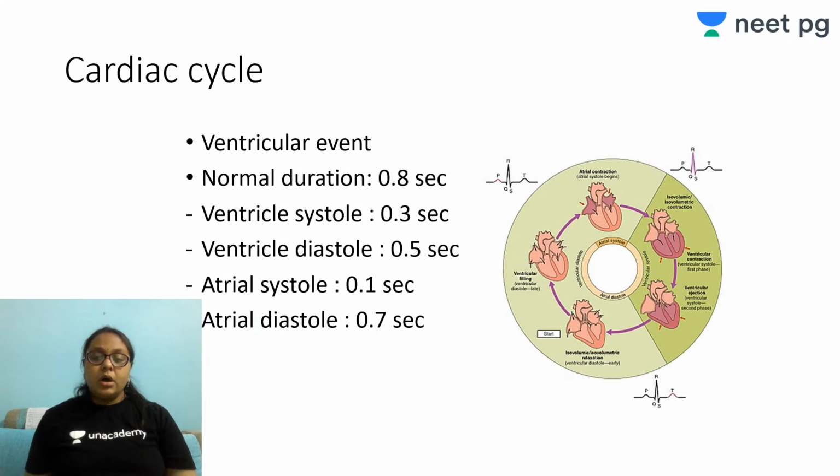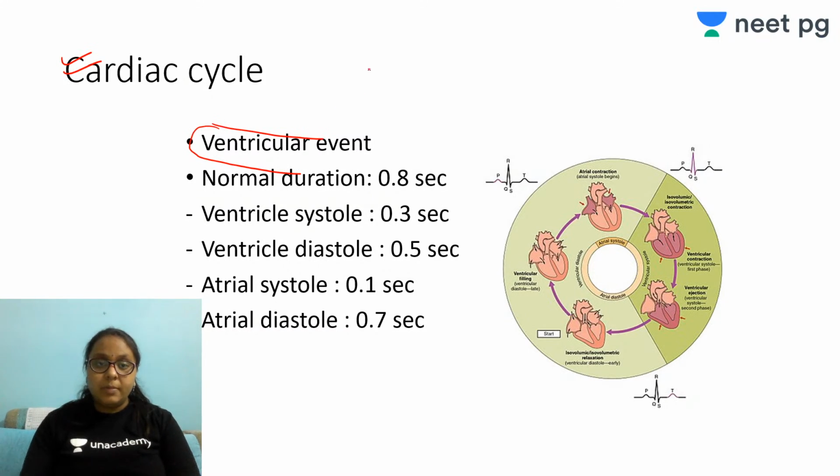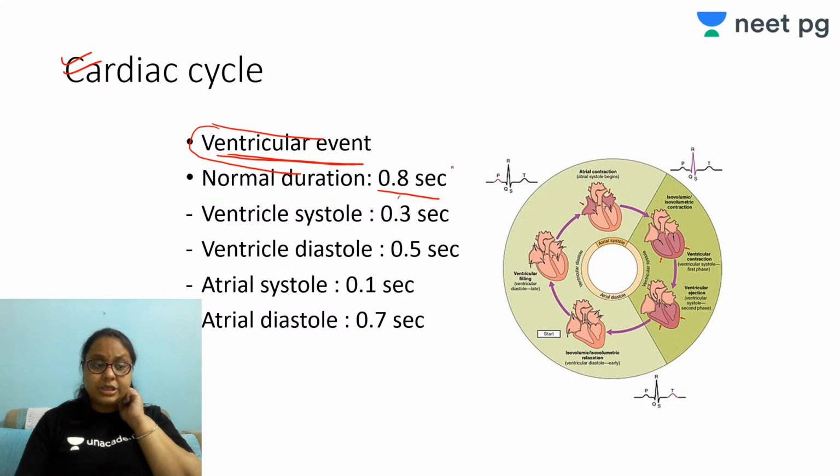Okay. So, coming to the first topic for today, that is the cardiac cycle. In this, first we have to remember that the cardiac cycle is about the ventricular event. The first and foremost thing, whenever I talk about the cardiac cycle, is that I'm talking about the ventricular event. And the normal duration of the cardiac cycle is 0.8 second.